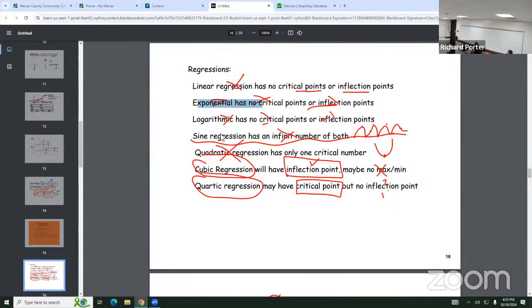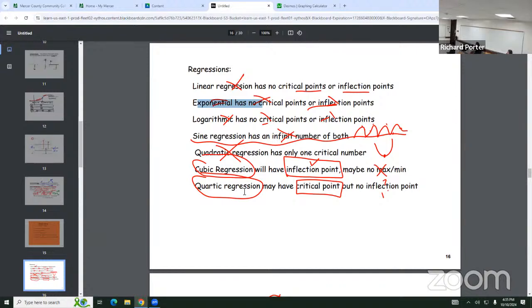A sine regression that goes up and down like this, that's crazy. It has max and mins all over the place. Its critical points are regularly placed, and it has inflection. It goes concave up, concave down, concave up, concave down. So it's got lots of everything.